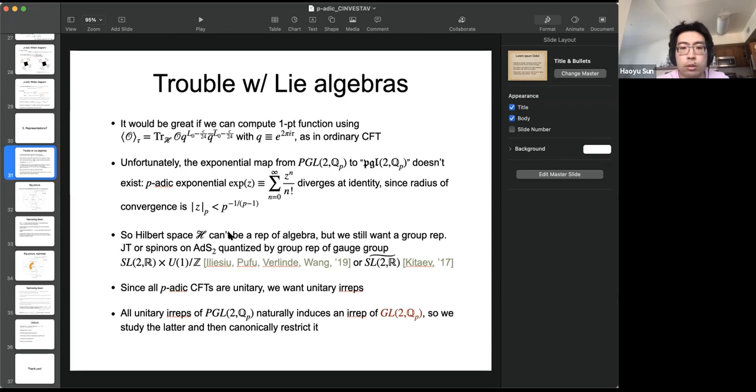Okay, so in separate contexts, like in two-dimensional JT gravity, the group representation of the gauge group plays an essential role to determine the spectrum of the theory. So since all the p-adic CFTs are unitary, we would like unitary irreducible representations. And since every irreducible representation of PGL2(Qp) naturally induces an irrep of GL2(Qp), we will study the latter one, and then one can just canonically restrict it to the projective one.